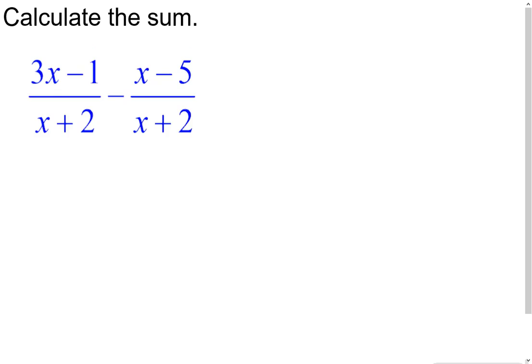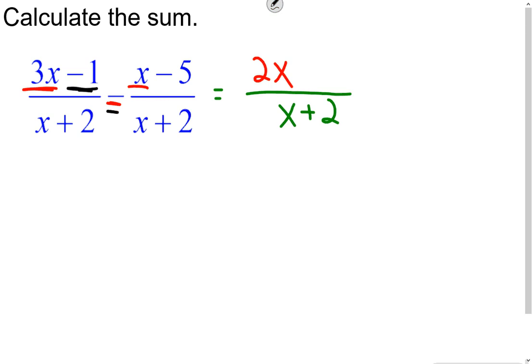Here now, again, I have a common denominator, x plus 2. So my answer is going to have the same denominator of x plus 2. And then again, I'm going to subtract my like terms. 3x minus x is 2x. Negative 1 minus negative 5. So I look at it as negative 1 plus 5, which would put us at plus 4.